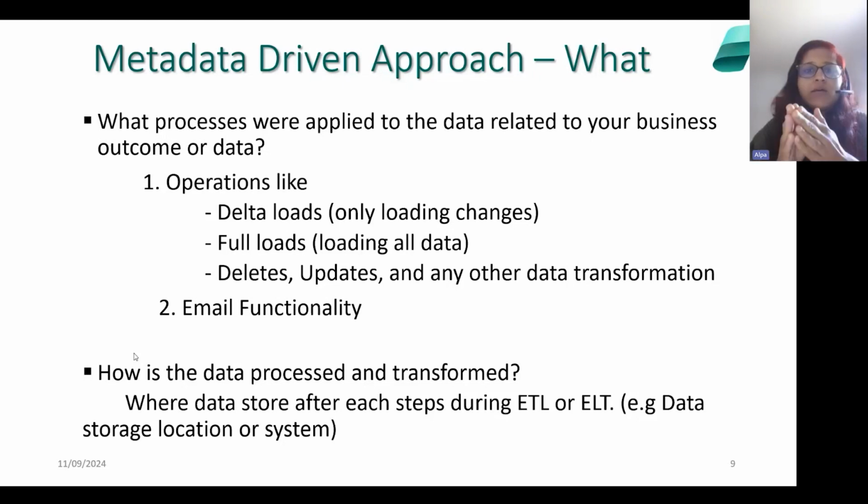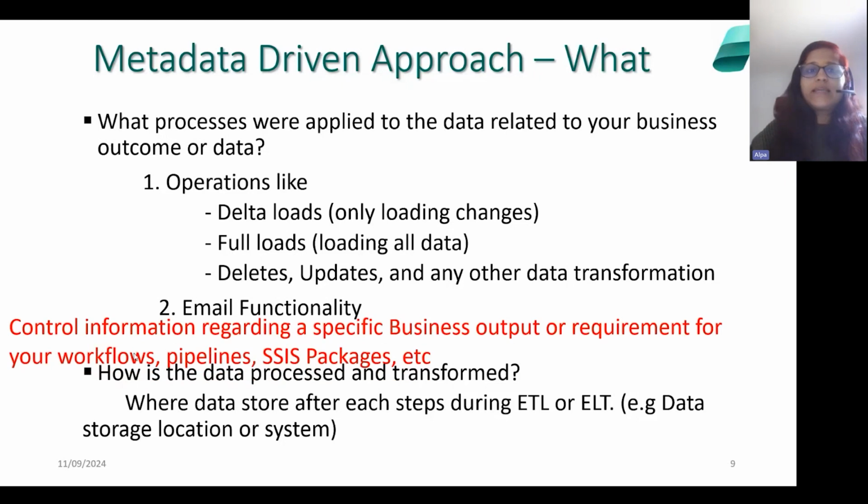If it's in a silver layer, then also you find out what area or which container or which location your data has stored. So all this information you can configure in a table, which can help you to control your pipeline, and you can make a generic pipeline, so one pipeline can help you to work on a number of business outcomes. So in short, we can say that it is control information or configuration information regarding your business outcome or business requirements for your workflow, pipelines, or SSIS packages, and many more. So you can configure all these things in table format.